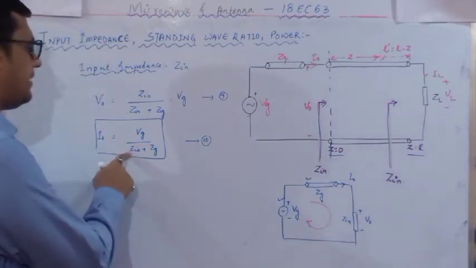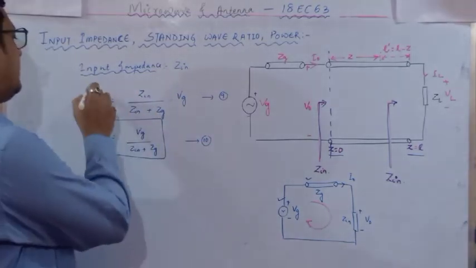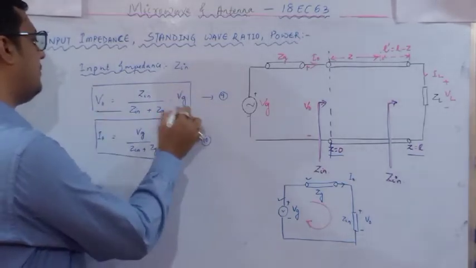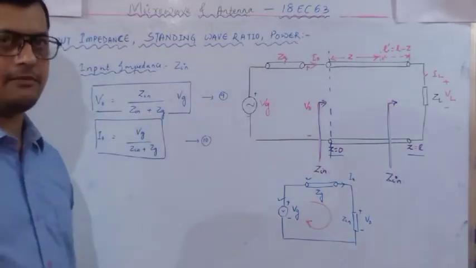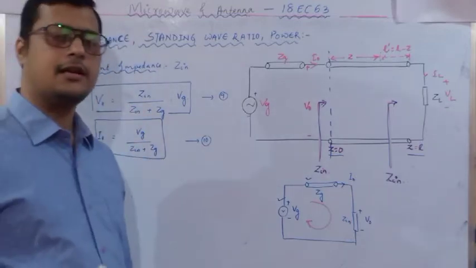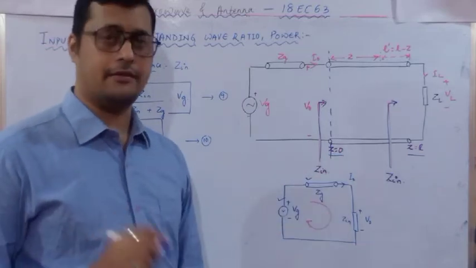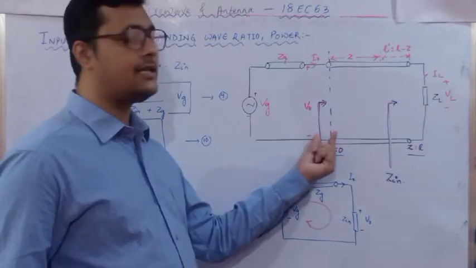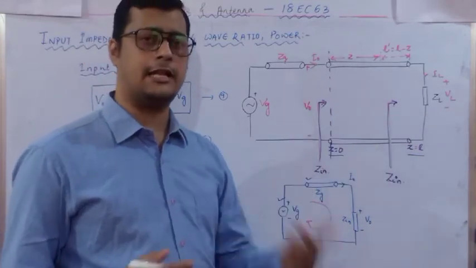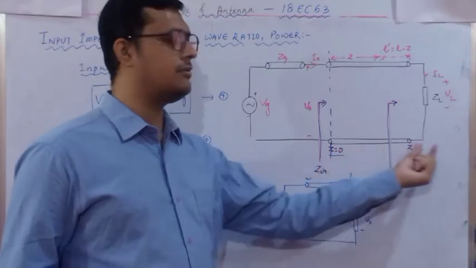Vg divided by Zin plus Zin. Substitute here. So here you will get V0 is equal to Zin whole into Vg divided by Zin plus Zg. So these are the two basic equations at any point of a transmission line that can be identified. Here at z equals 0 I have identified. Now we can move to z equals L. L can be any point between z equals 0 and L.